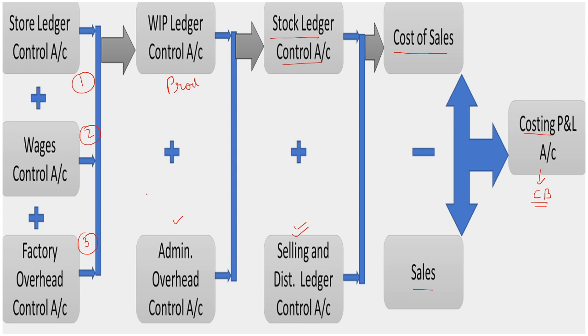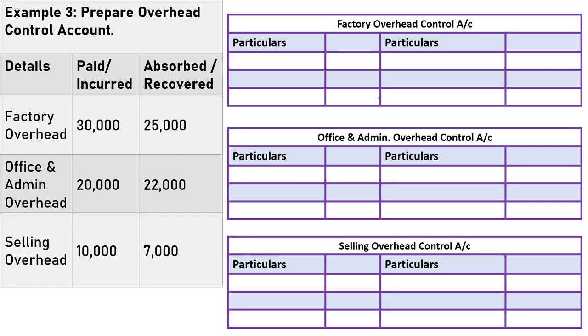Now when we are talking about overheads, factory overhead is charged with production department or WIP ledger control account. Admin overhead or office overhead is charged to finished stock ledger control account, and the selling overhead is charged to cost of sales account. Now when we prepare overhead control accounts, this is our example. Here we prepare overhead control accounts, and our first case is factory overhead paid amounted to 30,000 and the factory overhead recovered amounted to 25,000.